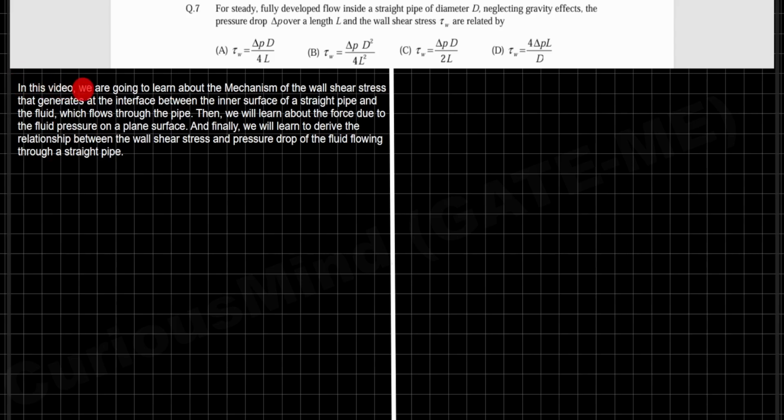In this video, we are going to learn about the mechanism of the wall shear stress that generates at the interface between the inner surface of a straight pipe and the fluid which flows through the pipe. Then we will learn about the force due to the fluid pressure on a plane surface. And finally, we will learn to derive the relationship between the wall shear stress and pressure drop of the fluid flowing through a straight pipe.